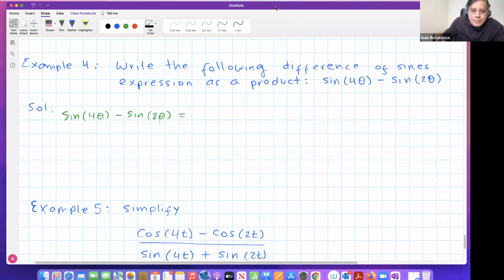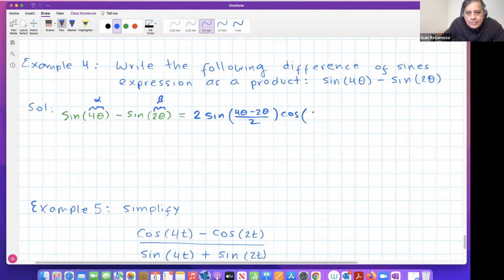All right, so twice, remember, this should be sine of alpha minus beta over 2, but alpha is just this guy, beta is this guy, right? 4 theta minus 2 theta over 2, multiplied by cosine, because it's the semi-difference, semi-sum now. 4 theta plus 2 theta over 2, right?